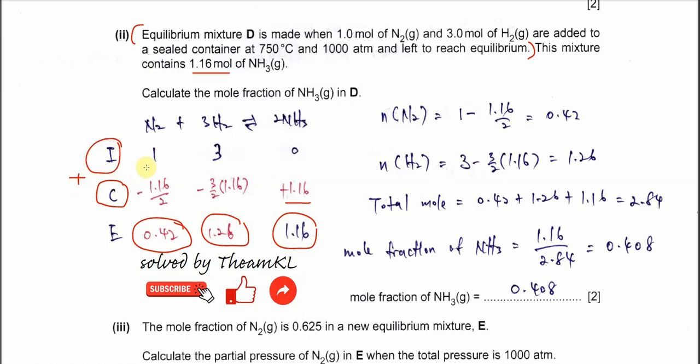Again, the moles of nitrogen at equilibrium, we just sum up the I and C. It's 1 minus 1.16 over 2, so we get 0.42. The moles of hydrogen is 3 minus 3 over 2 times 1.16. We get 1.26. Now the total mole, we just sum it up. We get 2.84. Then we can get the mole fraction of ammonia. For mole fraction of ammonia, we use the moles of ammonia at equilibrium over the total mole. So we get 0.408.